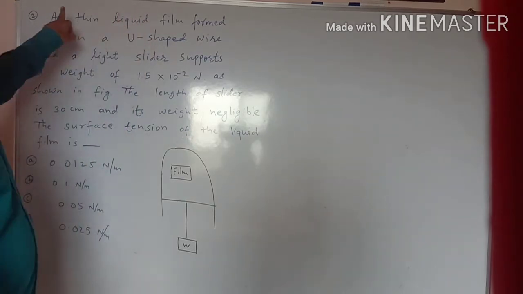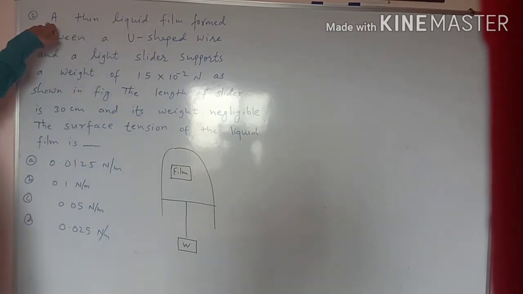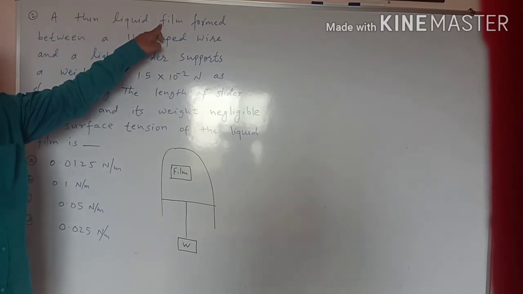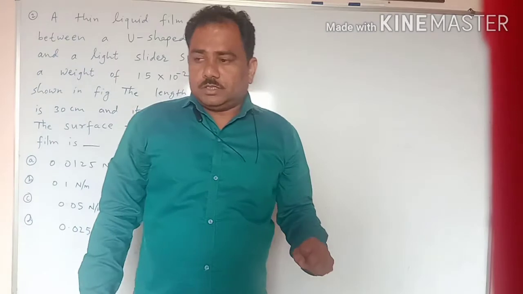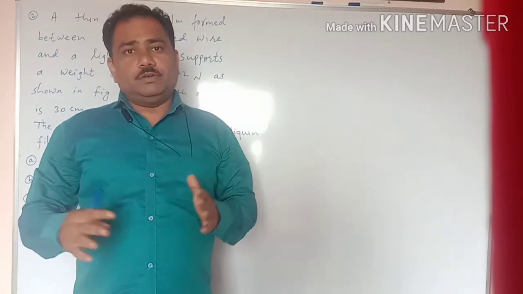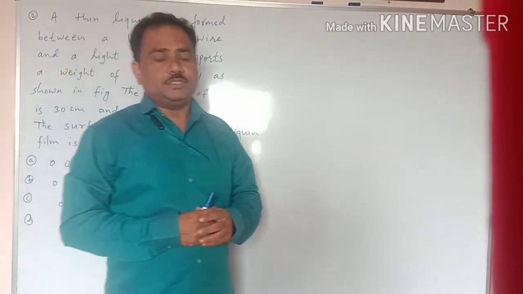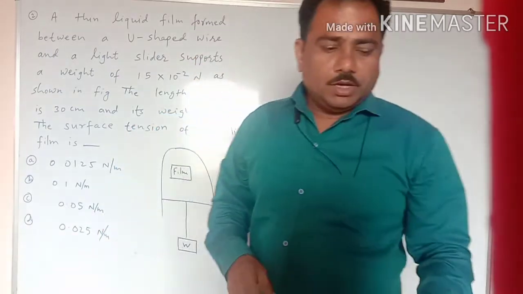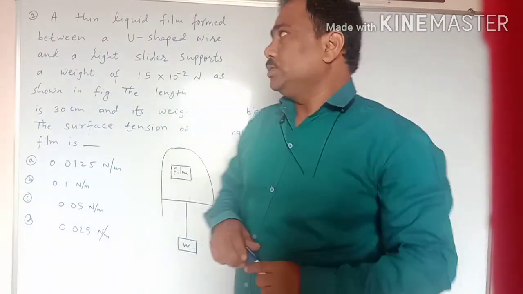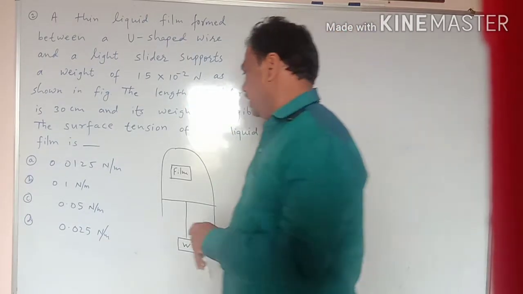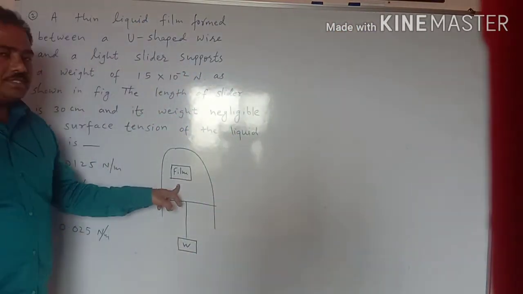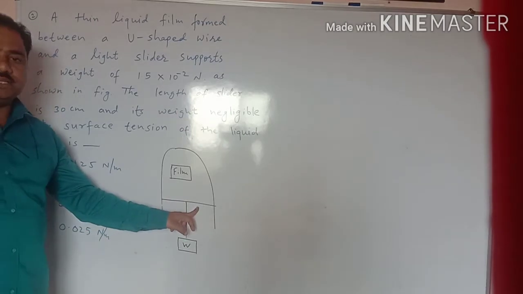Let us discuss the second problem. The second problem is related to a liquid film. We know what a liquid film means. We have seen soap film in our theory lectures. A soap film has two surfaces, and similarly a liquid film also has two surfaces. Now see here, a liquid film is there and a slider is given.